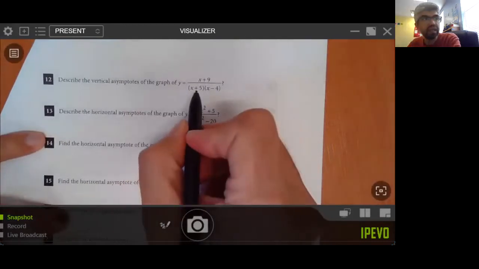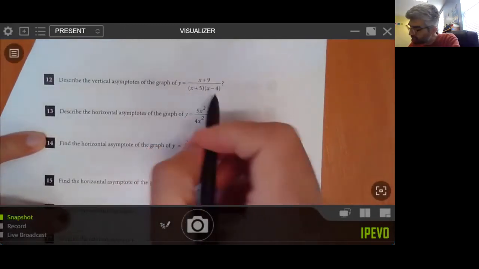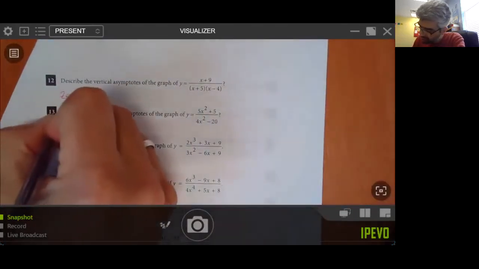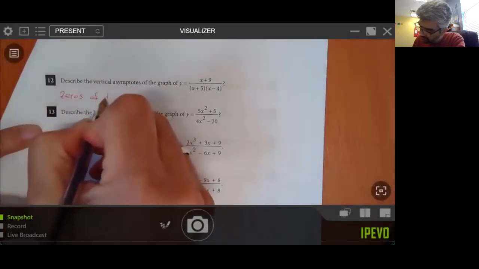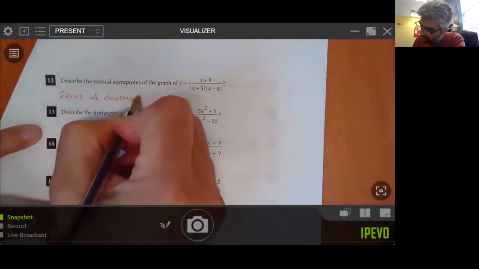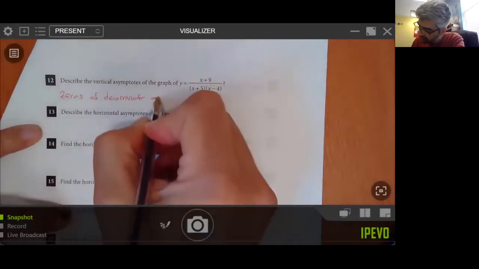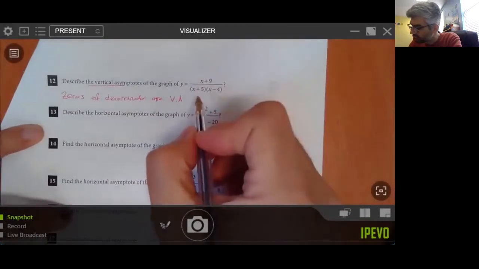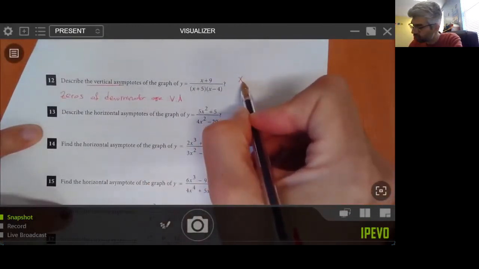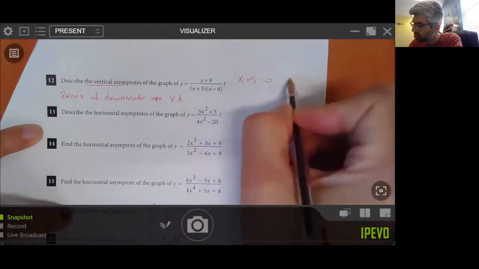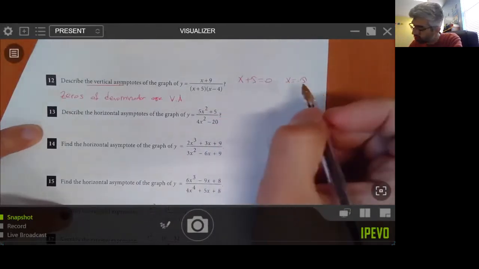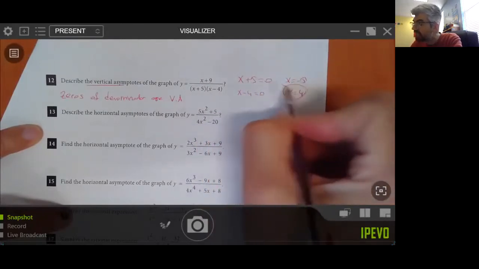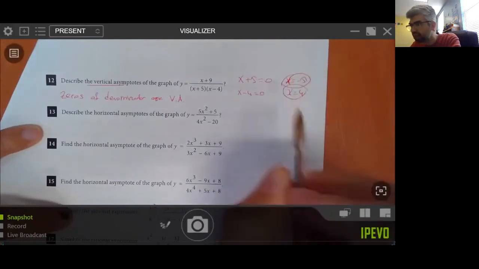Here we already have factors in the denominator, the zeros. Let me write here: zeros of the denominator are vertical asymptotes. So how do you find the zeros? I write them each equal to 0. So x plus 5 is 0, from here x is negative 5. X minus 4 is 0, from here x is 4. These are the vertical asymptotes. These are not in the domain.